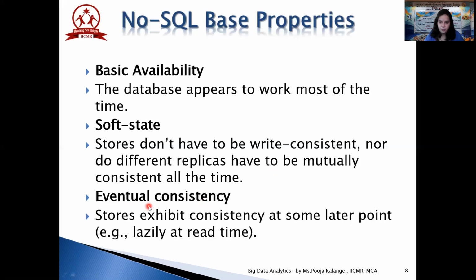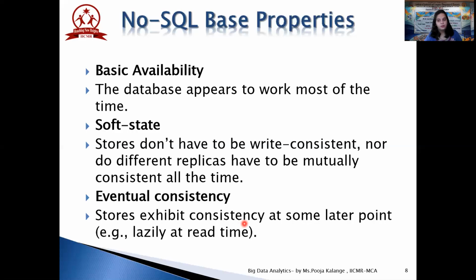Then we have eventual consistency, which is the C in the CAP theorem, that is consistency. It exhibits consistency at some later point. As I told you, consistency will be there, but it will be present after some later point of time. Okay, so that is said to be eventual consistency.